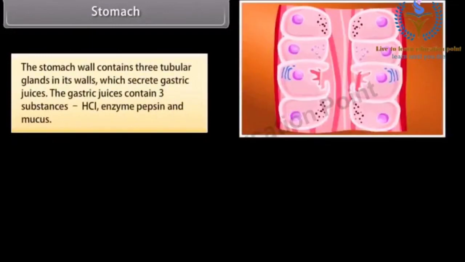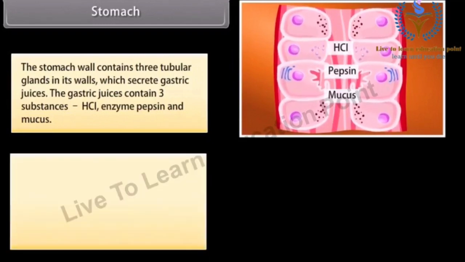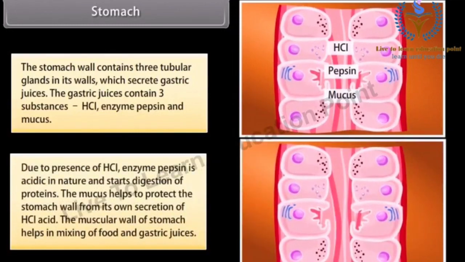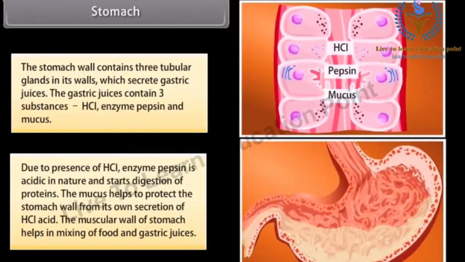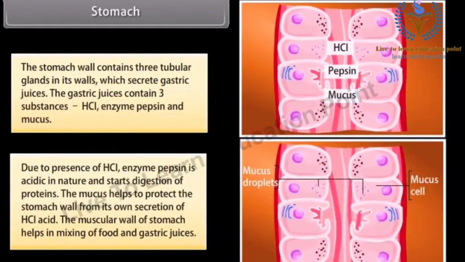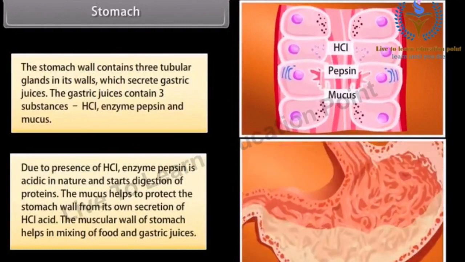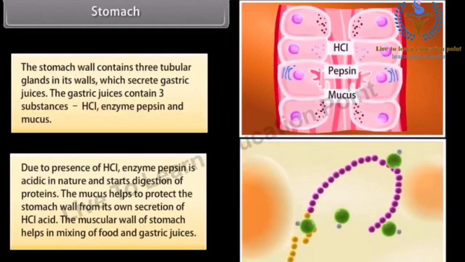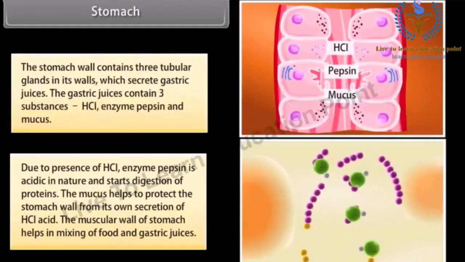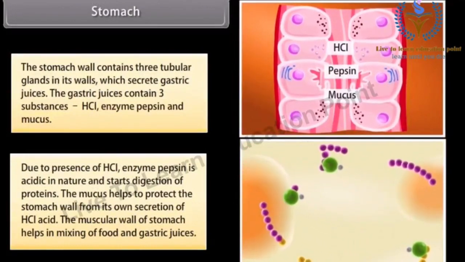The stomach wall contains tubular glands in its walls, which secrete gastric juices. The gastric juices contain 3 substances: HCl, the enzyme pepsin, and mucus. Due to the presence of HCl, the medium is acidic in nature, and pepsin starts digestion of proteins. The mucus helps to protect the stomach wall from its own secretion of HCl acid. The muscular wall of the stomach helps in mixing of food and gastric juices.